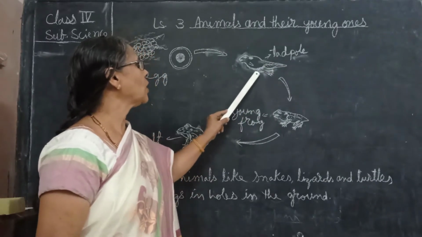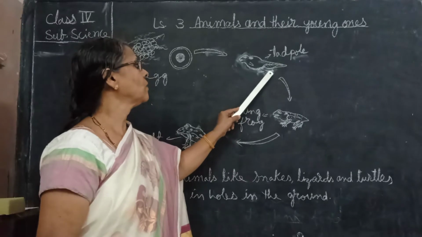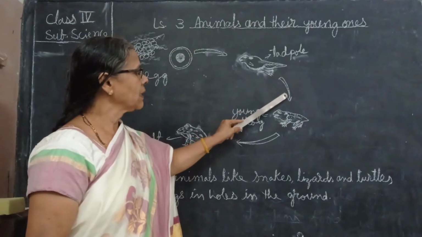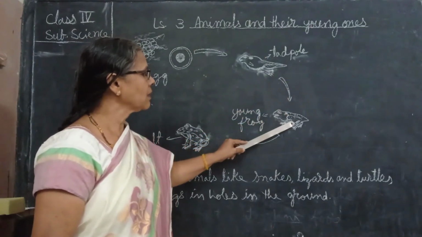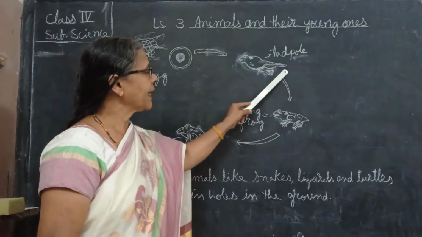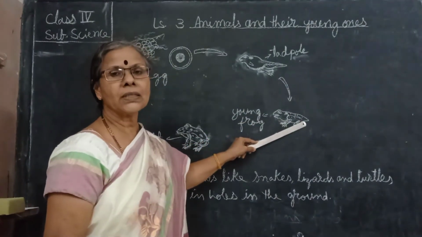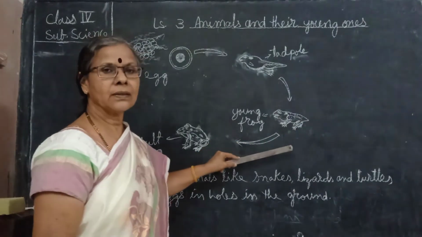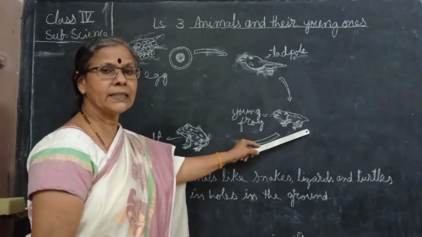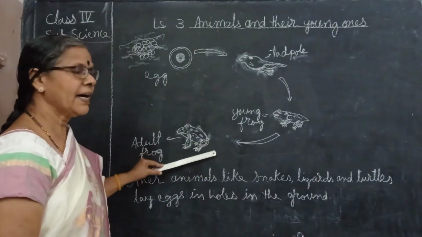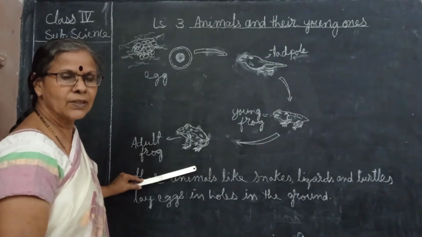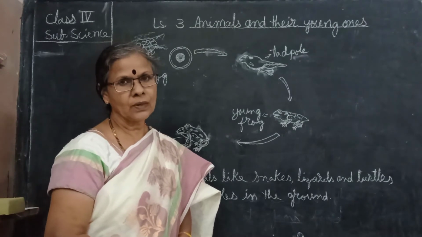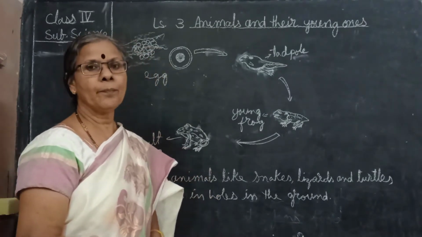So here you can see the tadpole, how the tail is long and only small legs are there. After a few days, what happens? This tadpole will start developing the legs, and the tail becomes shorter and shorter and finally disappears. As it grows, the tail disappears and it changes into an adult frog. Have you understood? Now you have this diagram in the textbook also. Afterwards you can see and read this paragraph also.